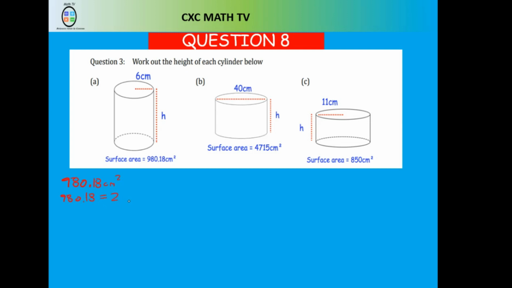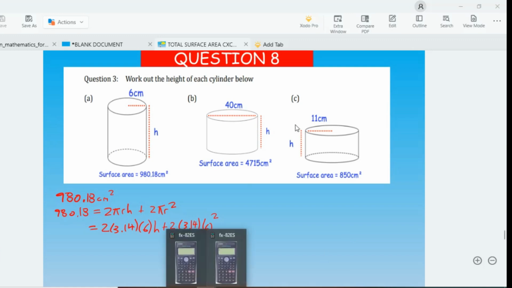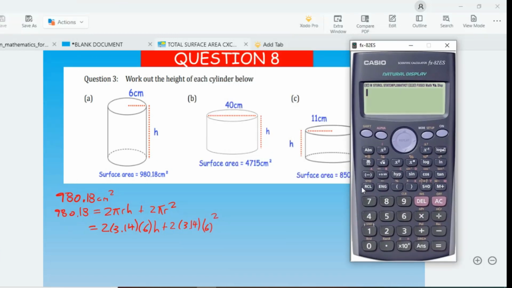2 pi rh plus 2 pi r squared. So this is now 2, remember pi is 3.14, the radius is 6, the height we don't know, plus 2 pi, 3.14, times the radius 6 squared. Now you need to put all of this into your calculator. Now I'm going to go for my calculator because it's a little intense. And so now we have out the calculator.